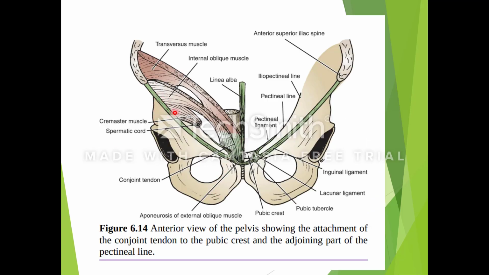See here, this is inguinal ligament, this is anterior superior iliac spine, this is pubic tubercle. This inguinal ligament is bent back and forms a crescent shaped ligament that is named as lacunar ligament, which is continuous posteriorly and is named as pectineal ligament or the Cooper ligament. This lacunar ligament is also called Gimbernat ligament.